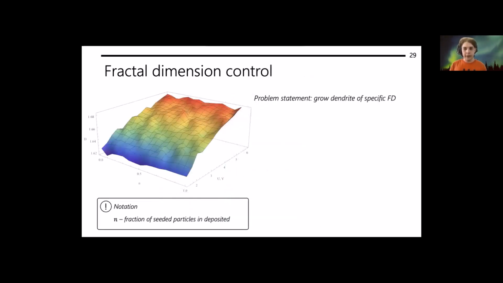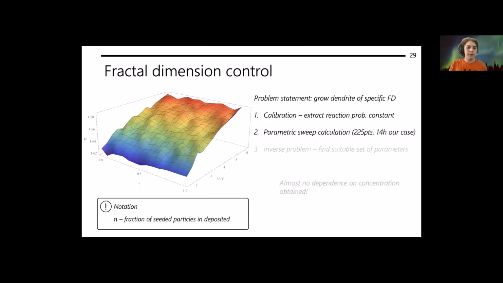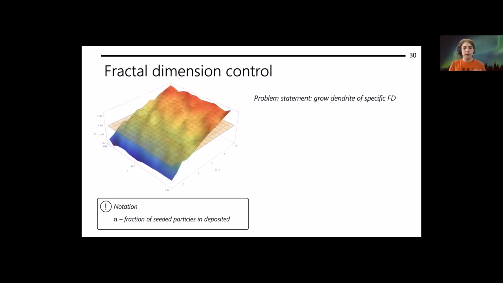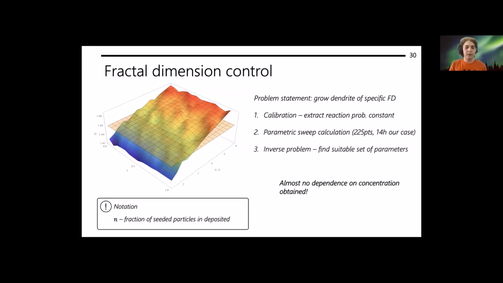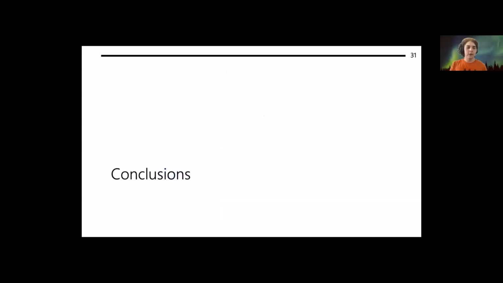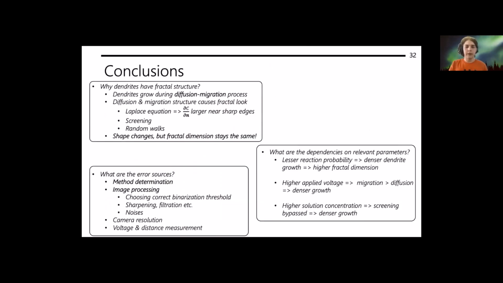As it was asked in the problem statement, we can control fractal dimension. For example, here you can see the plot of the fractal dimension depending on the concentration of the silver ions and the applied voltage. So to solve the inverse problem, for example, let's say I want a dendrite with a fractal dimension of 1.6. So firstly, I calculate this plot and then just solve the inverse problem and find the specific voltage I need to grow this dendrite.